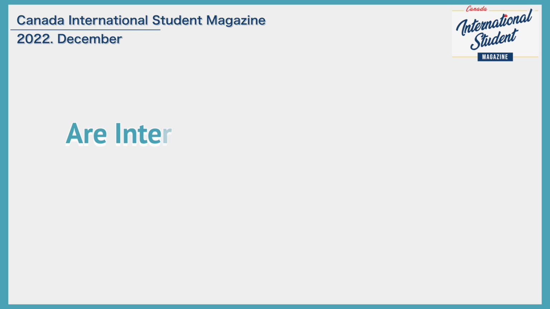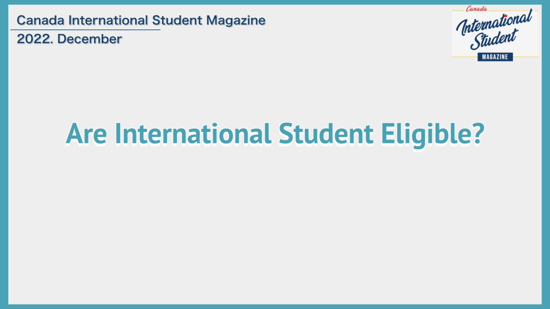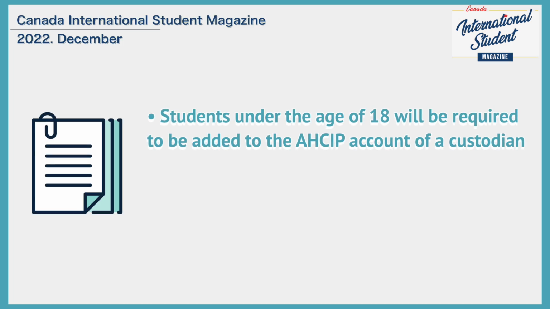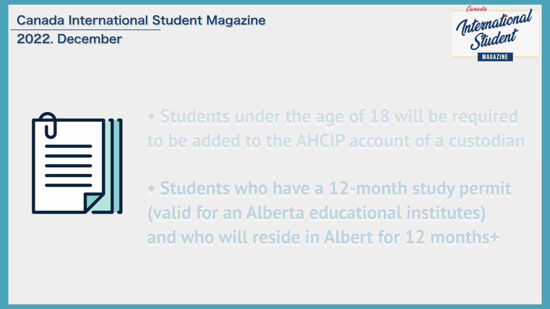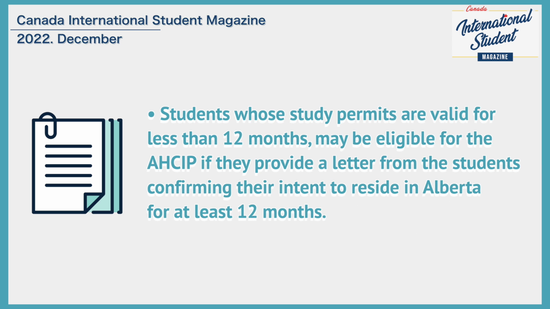A common question students ask: are international students eligible for AHCIP? Students under the age of 18 will be required to be added to the AHCIP account of a custodian. Students who have a 12-month study permit valid for an Alberta educational institute and who will reside in Alberta for 12 months or more are eligible. Students whose study permits are valid for less than 12 months may be eligible for AHCIP coverage if their application is submitted along with a letter from the student confirming their intent to reside in Alberta for at least 12 months.